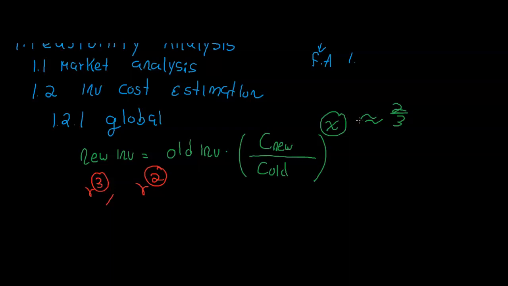But if you have, for instance, membrane processes, you're going to have that the capacity depends actually on the membrane area, so it's going to be 2/2. So for instance, membrane process is going to be around 0.9. Of course, it's not going to be 1 exactly, because you will use some pumps and some equipment that you will need to design based on the surface area.